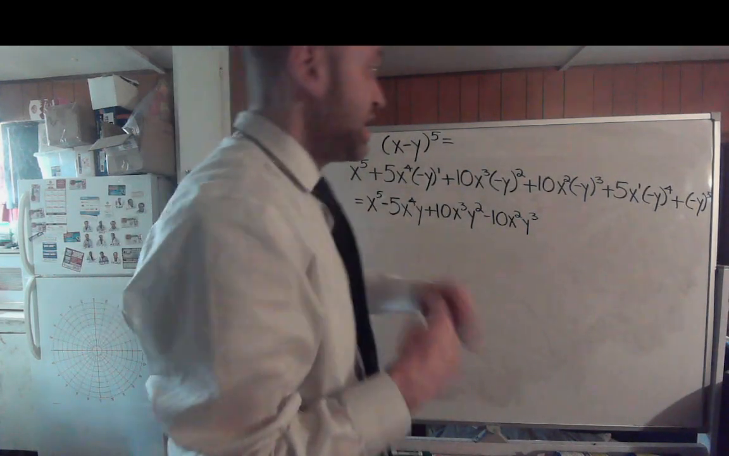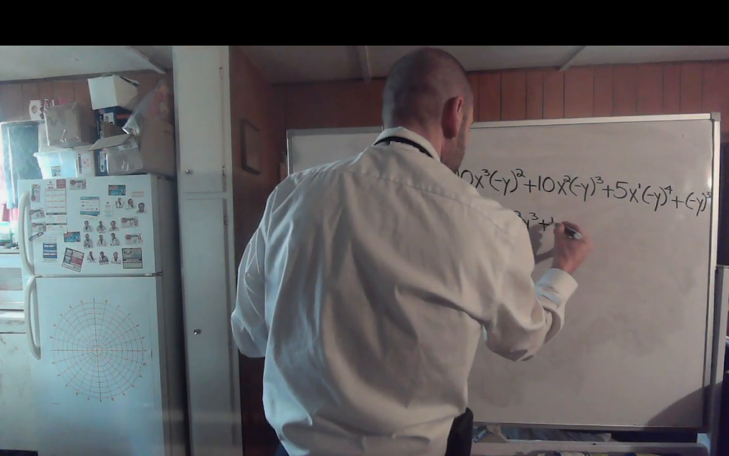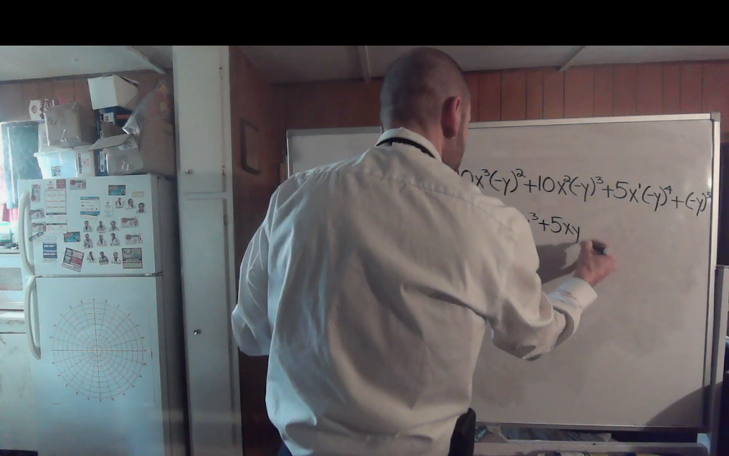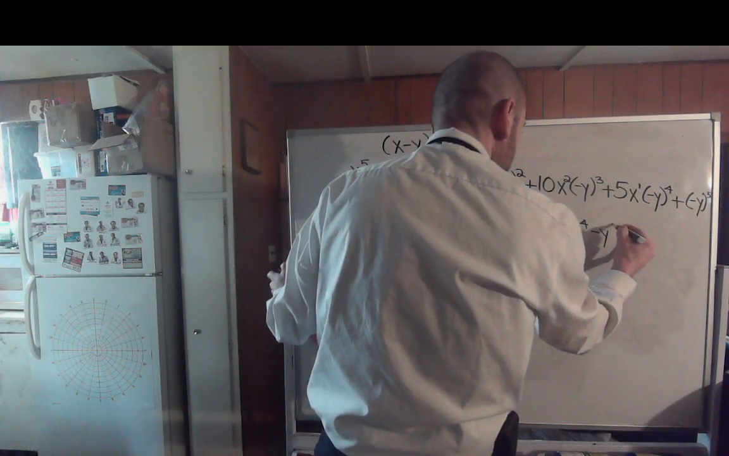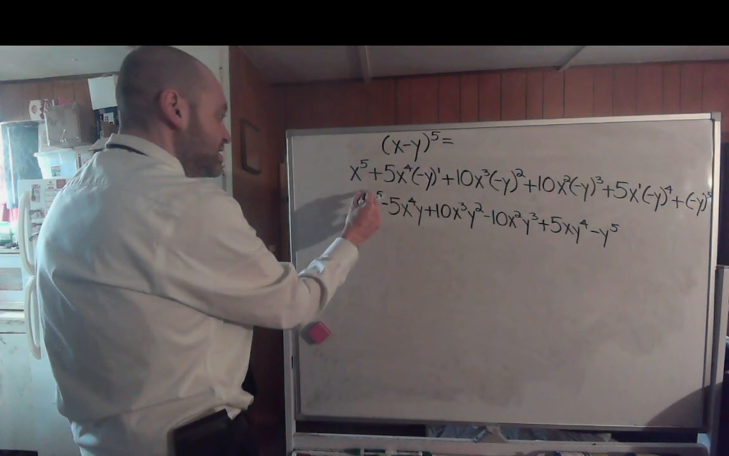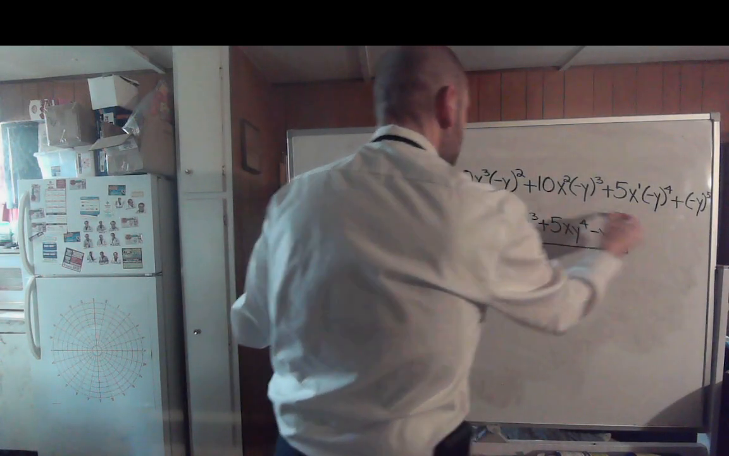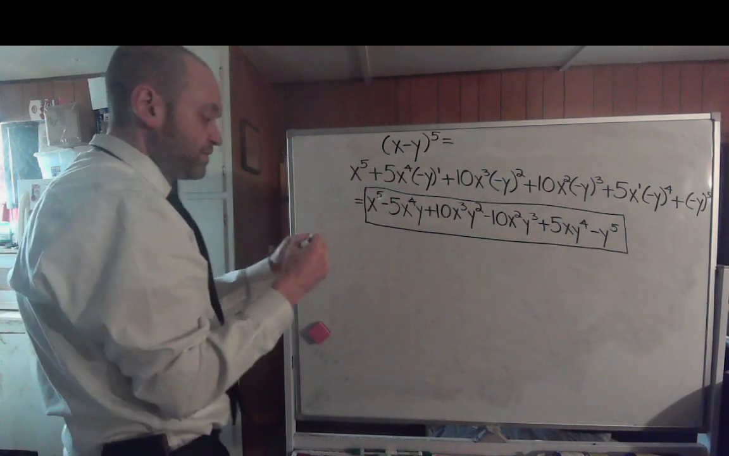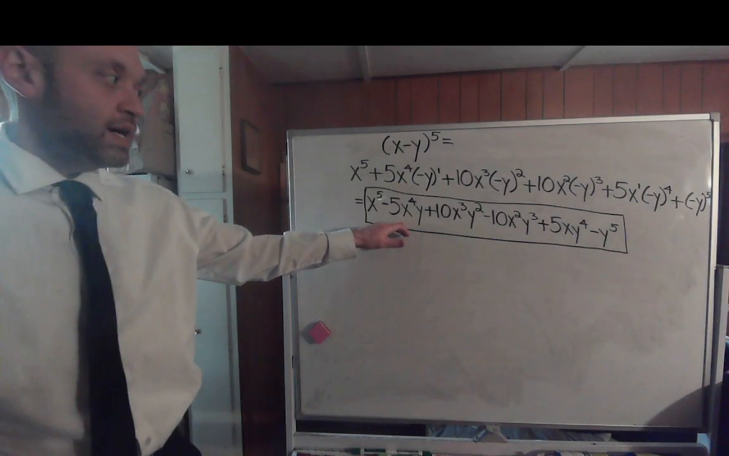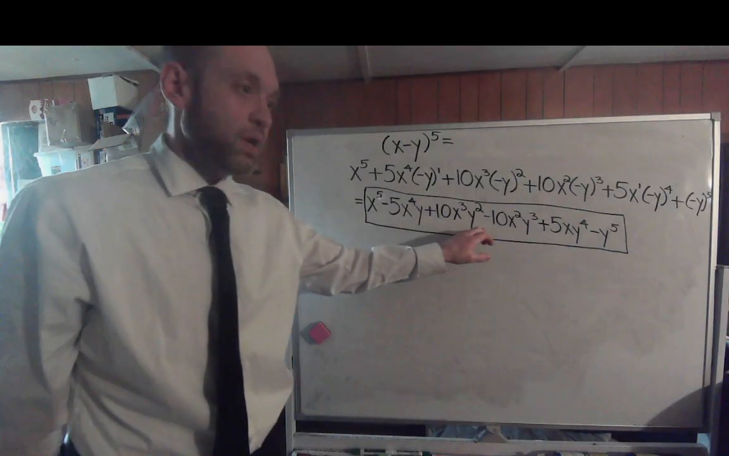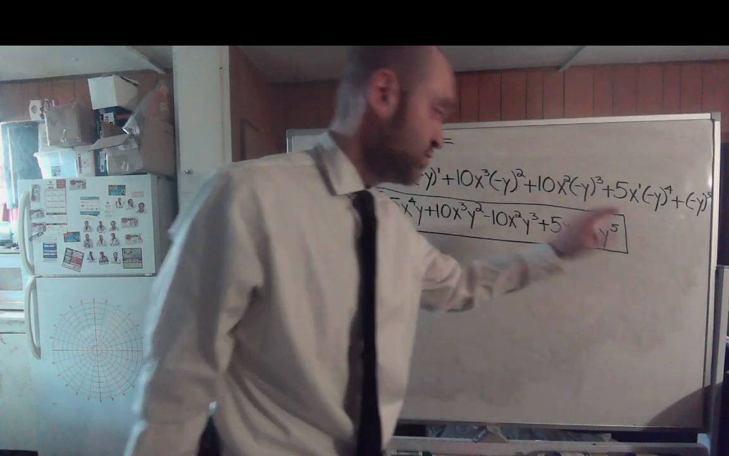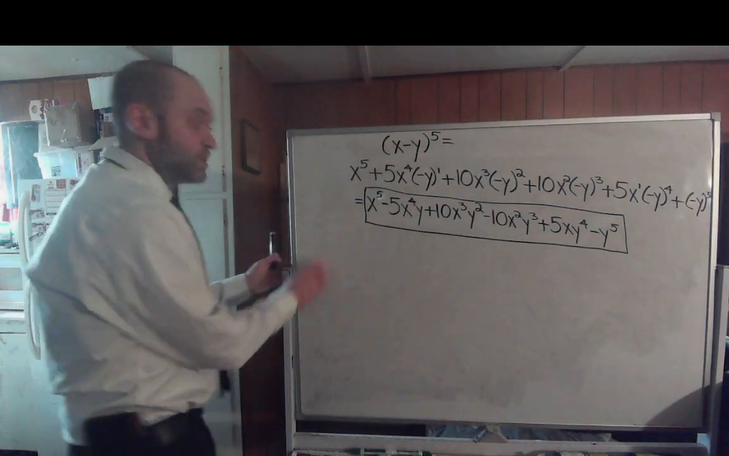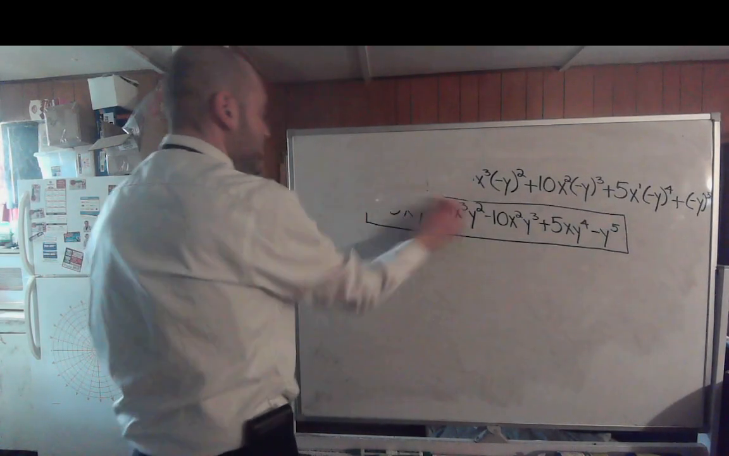And then you have 5x to the first, negative y to the fourth. Well, that would just become plus 5x y to the fourth, and then negative y to the fifth, that's just minus y to the fifth. So there's the entire expansion of x minus y to the fifth. You get x to the fifth minus 5x fourth y plus 10x cubed y squared minus 10x squared y cubed plus 5x y to the fourth minus y to the fifth. So yes, some of these can get rather long.